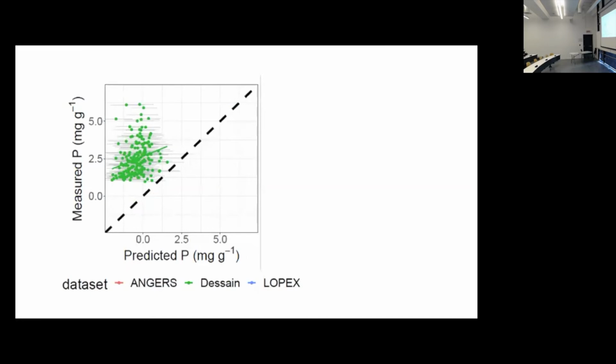In cases where our predictions are biased, you might be able to develop a correction factor by measuring a certain number of your samples, and then apply that correction factor to predictions from the remainder of your samples or something like that. But if the predictions are just bad, then you can't really do that.